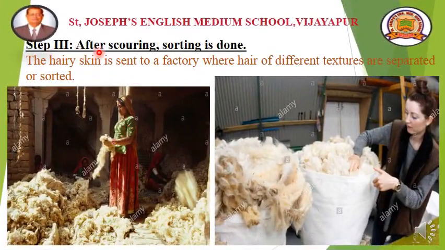Coming to the third step, after scouring, sorting is done. As we know, sorting means classifying, separating. The hairy skin is sent to a factory where hair of different textures is separated or sorted. Can you see here? Sorting means separating the hair based on their texture. Okay, this is called sorting. Here this lady is separating the fleece based on texture, along with the color also.